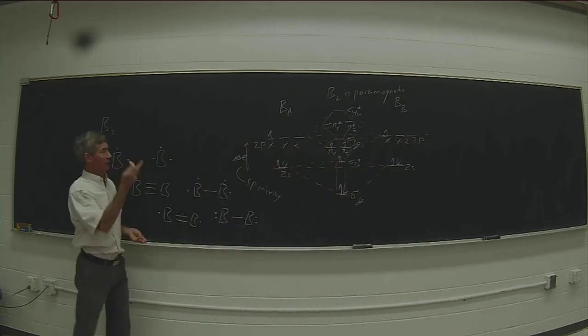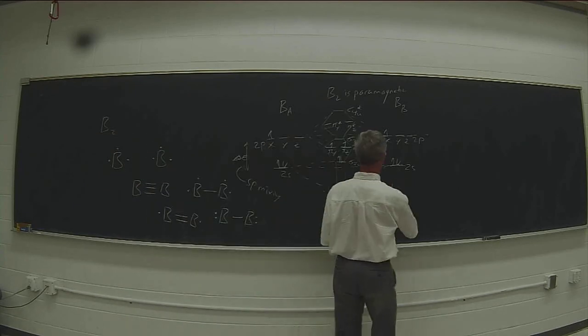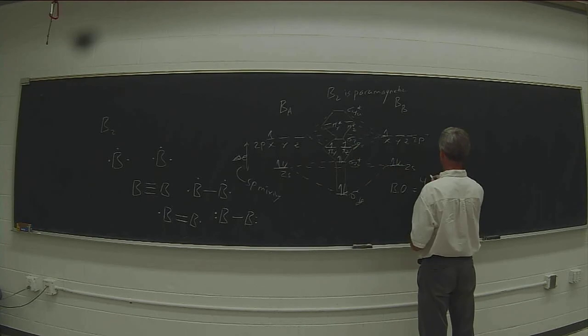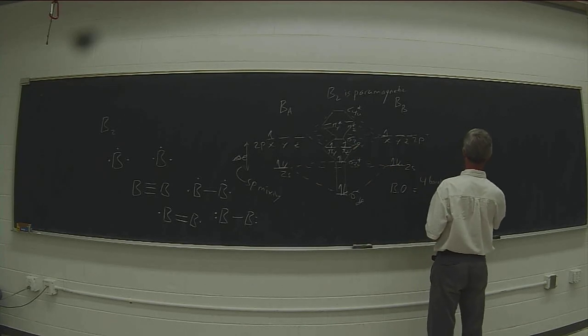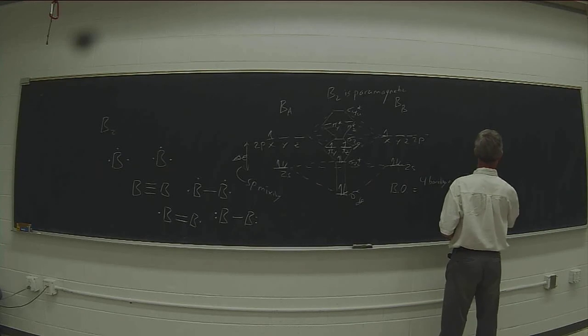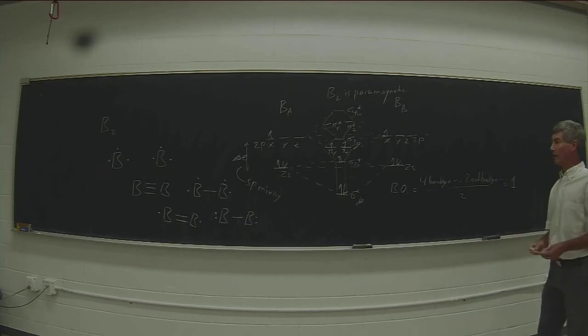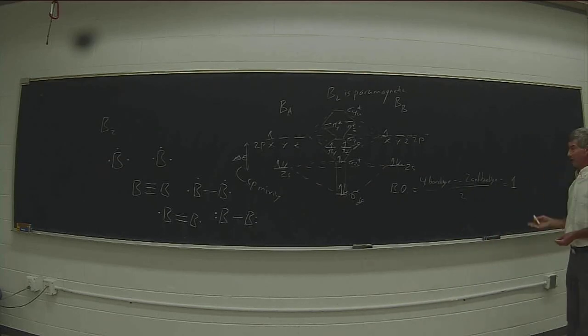And we would predict a bond order of 4 bonding electrons minus 2 anti-bonding electrons divided by 2, or a bond order of 1. So we predict effectively a single bond.